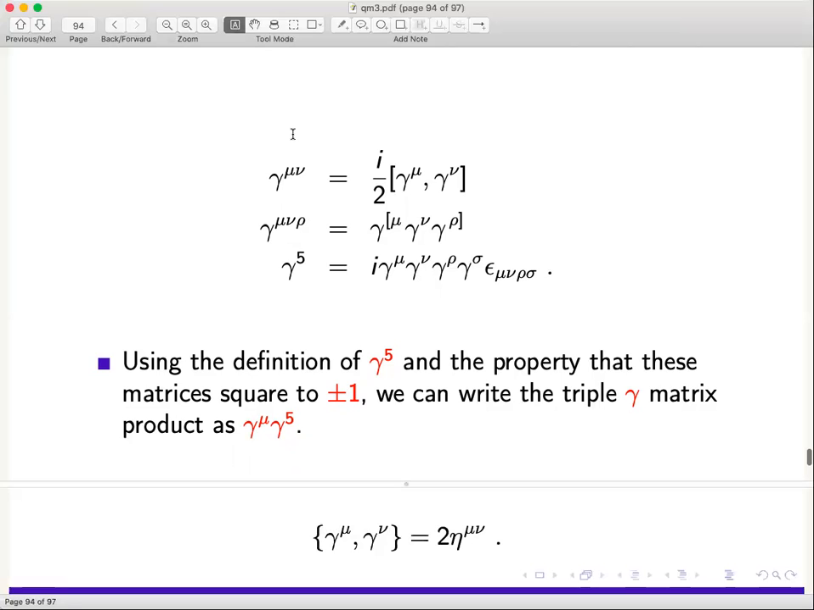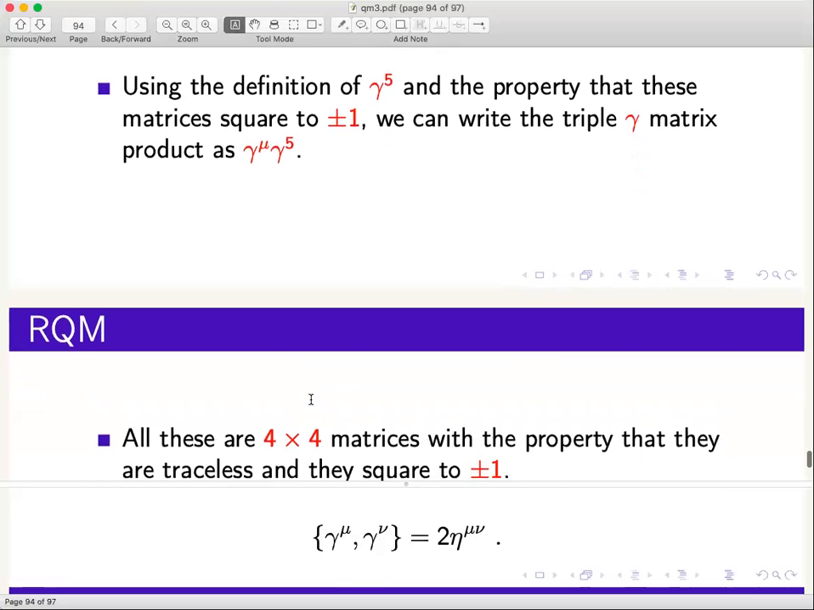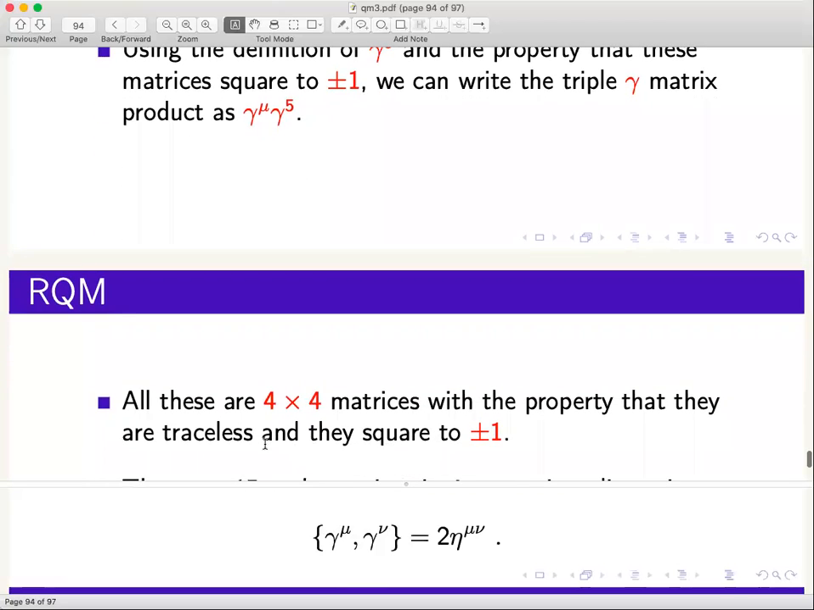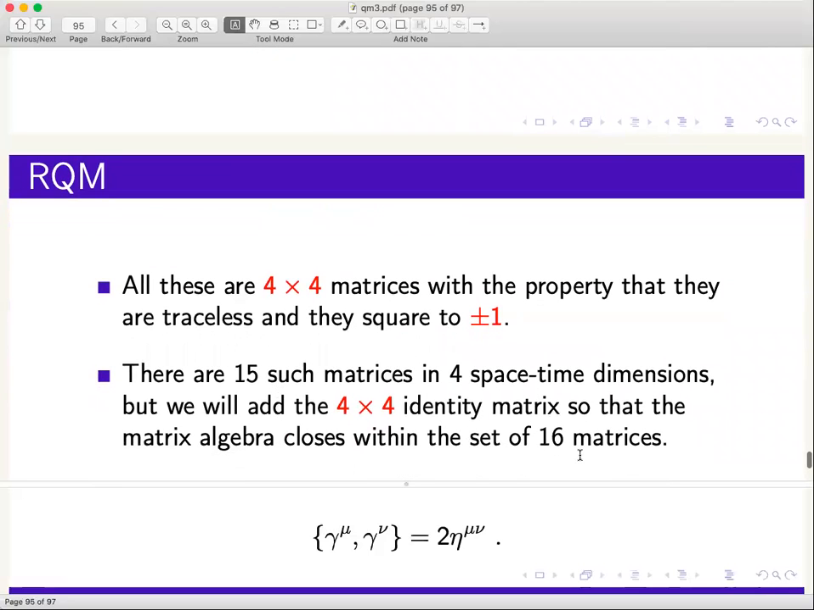What we will do is add one more matrix which is not part of this story, because these are all matrices which, in the matrix form and not with the indices, satisfy anti-commutation relations, have plus or minus one eigenvalues, and are traceless. We are going to add an identity matrix to this, a 4 by 4 identity matrix, such that the total number of matrices would be 16.